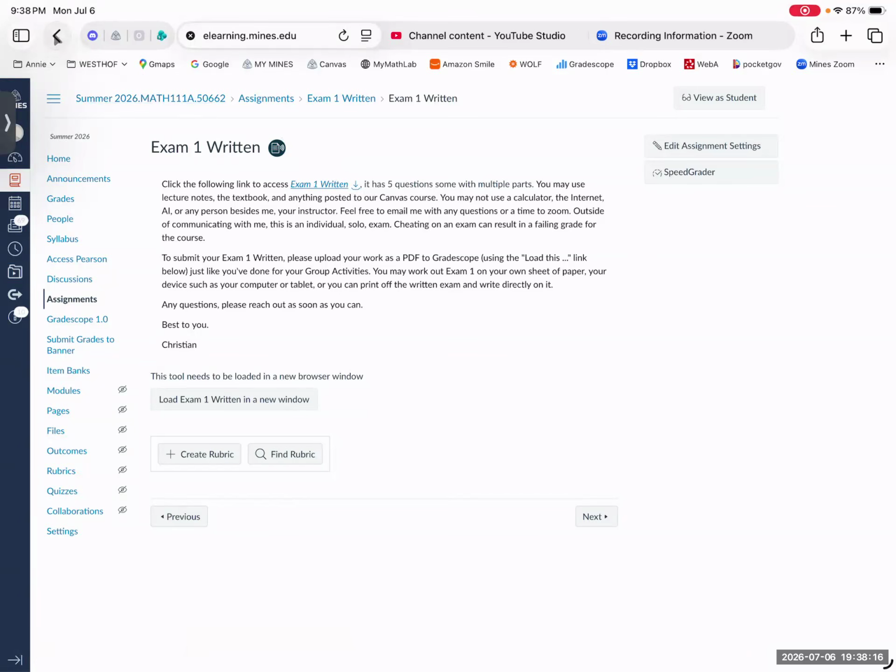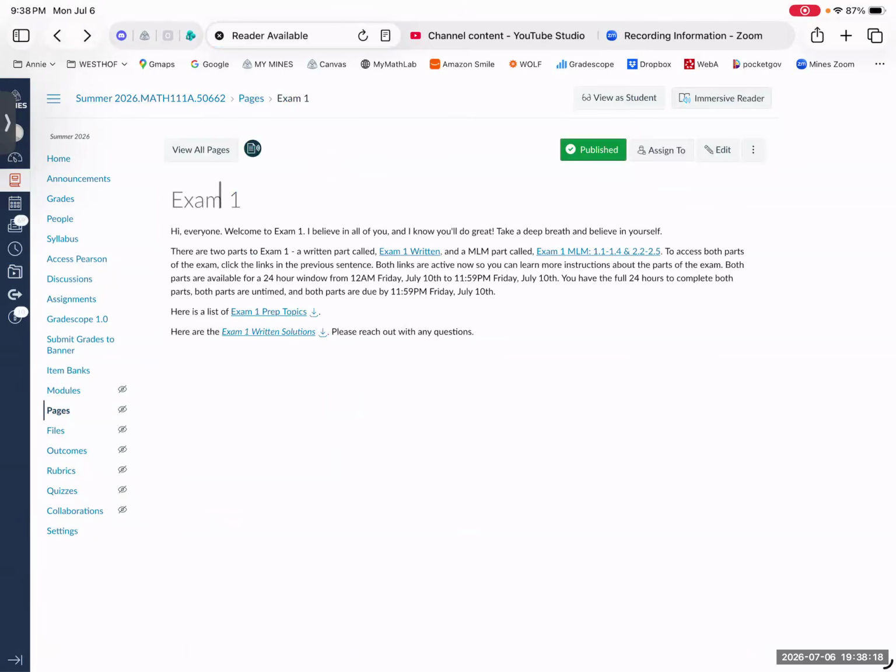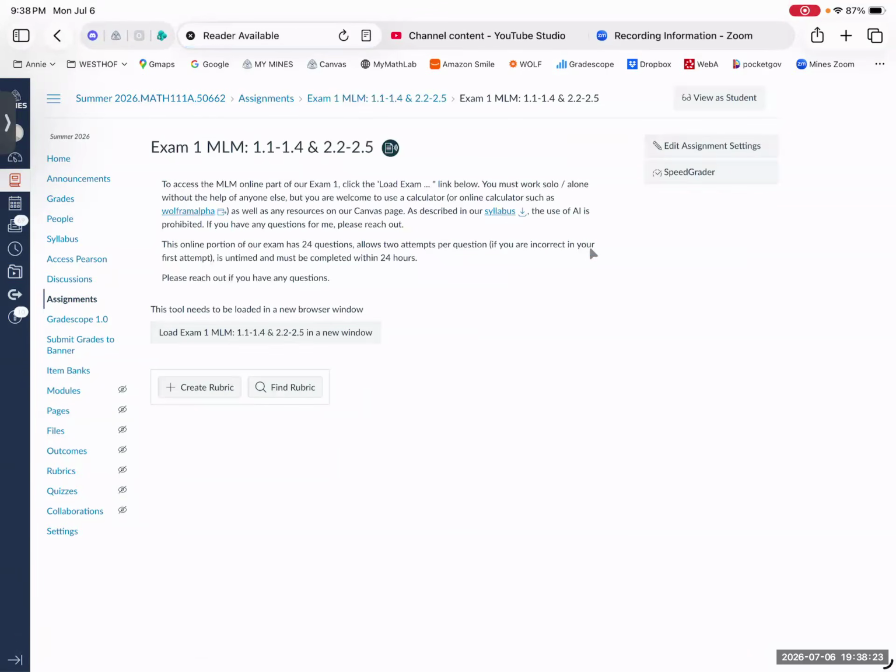Let's go back to the exam 1 page and go to exam 1 online. At some point in the 24-hour period of July 10th, you decide when you want to work. You'll have accessed the exam 1 written file, worked on it, and submitted it by the end of the day to Gradescope. You'll have accessed the online portion of our exam through this link here in MyMathLab. It's going to take you to the questions.